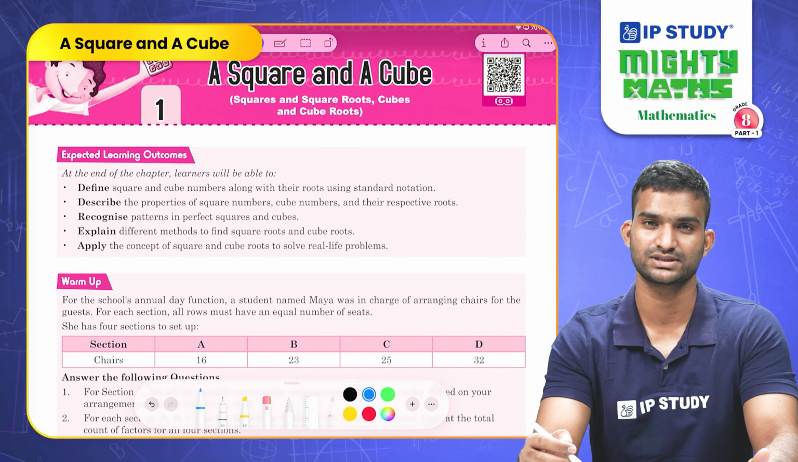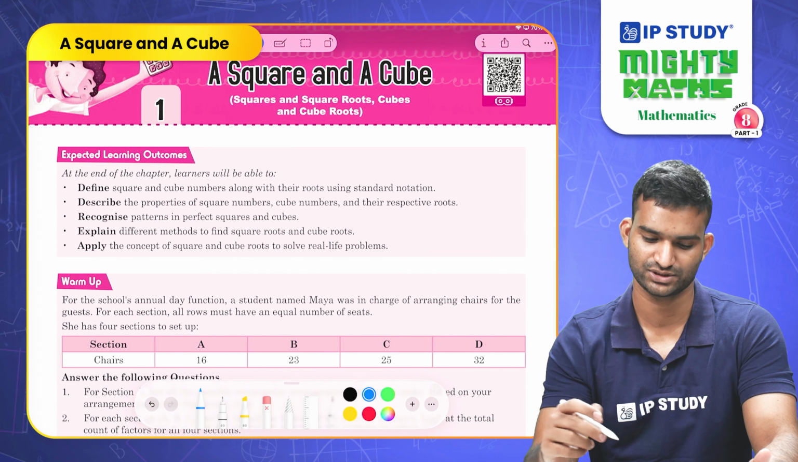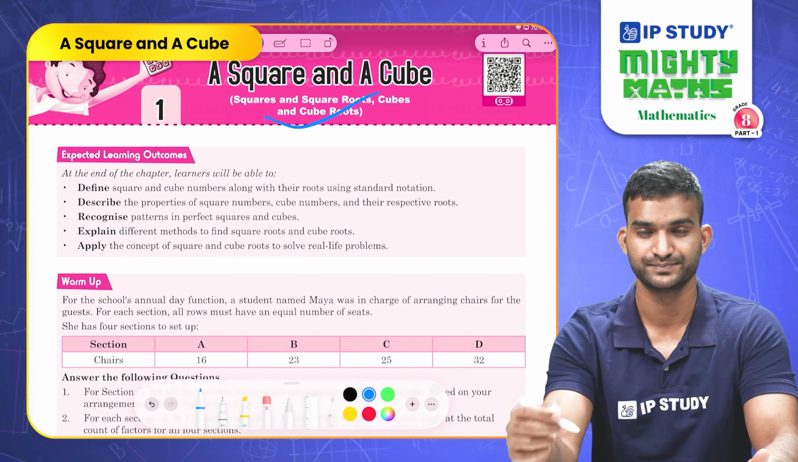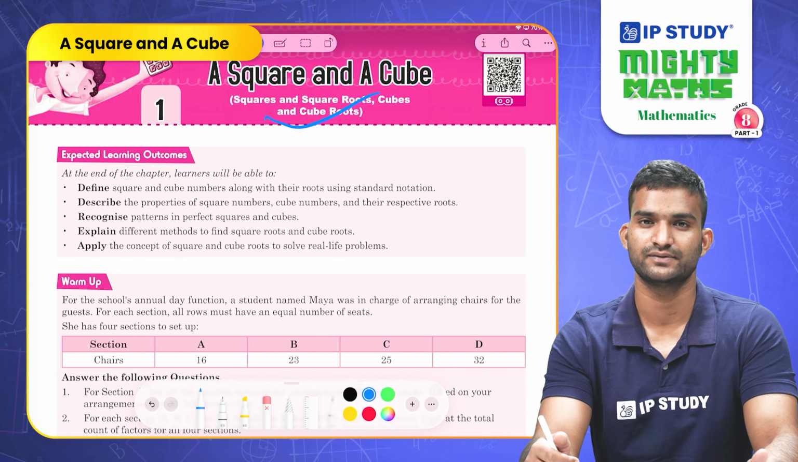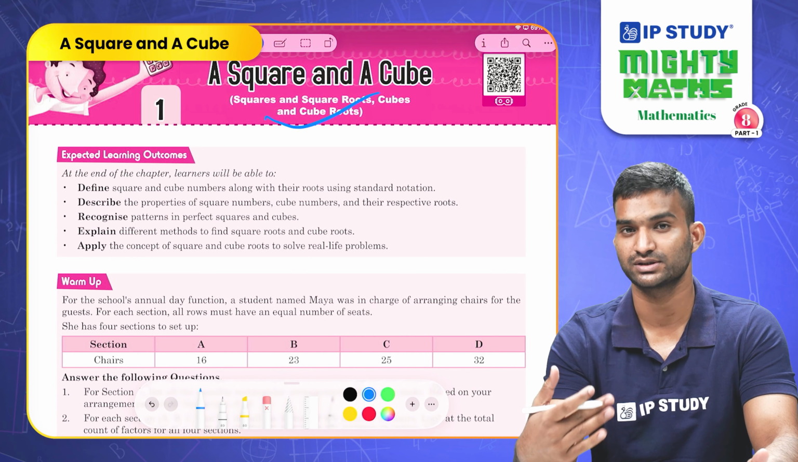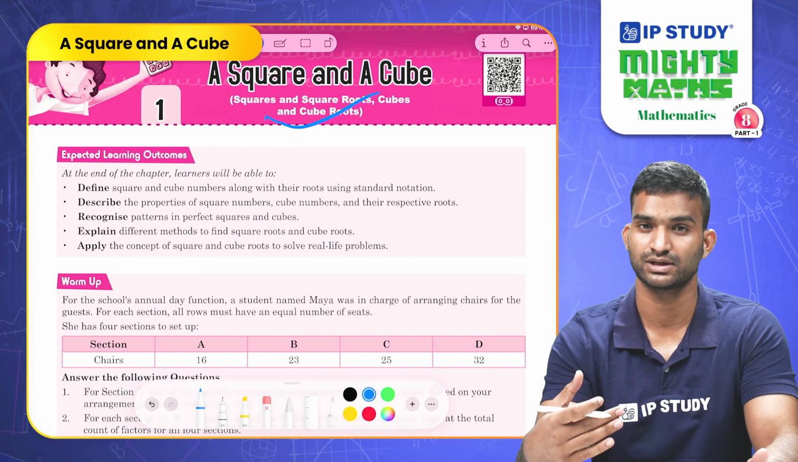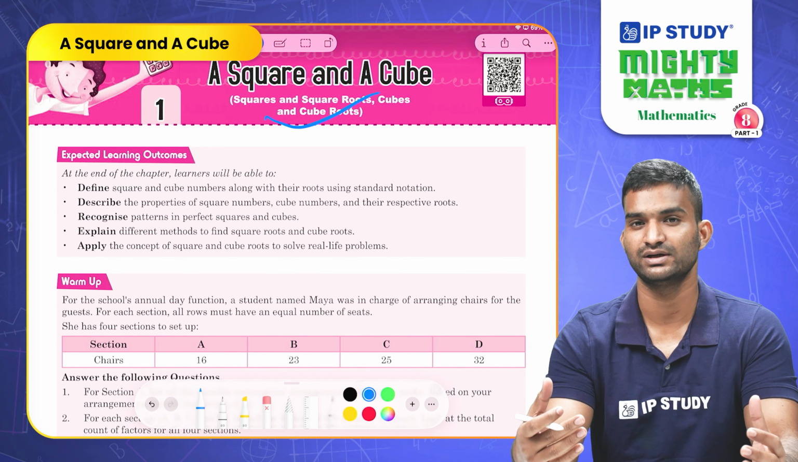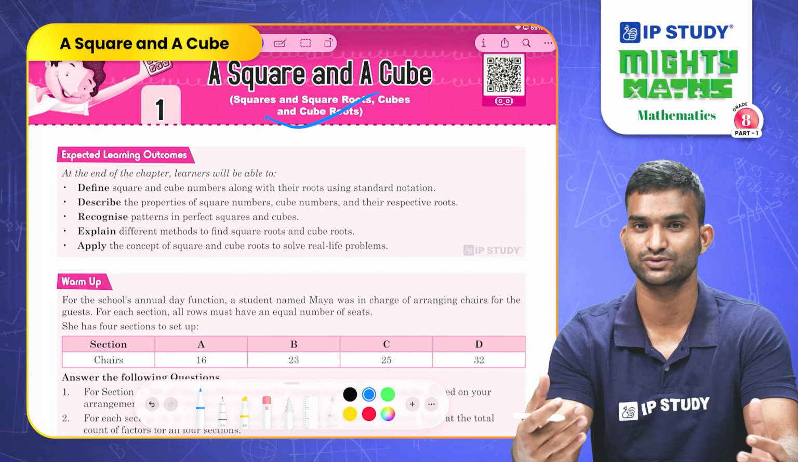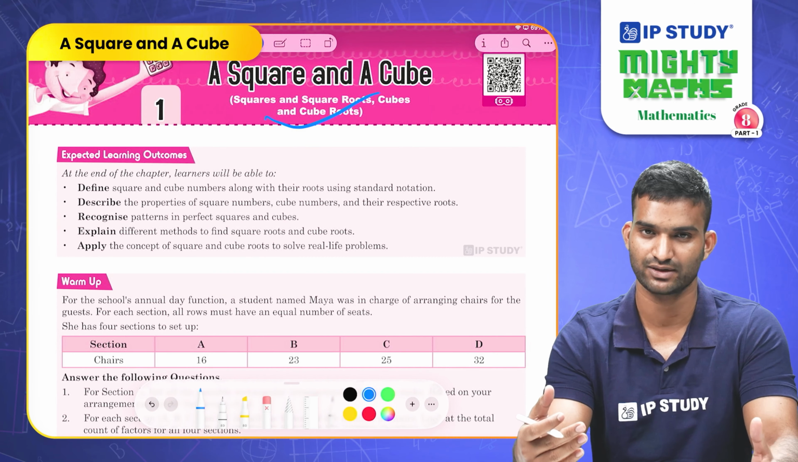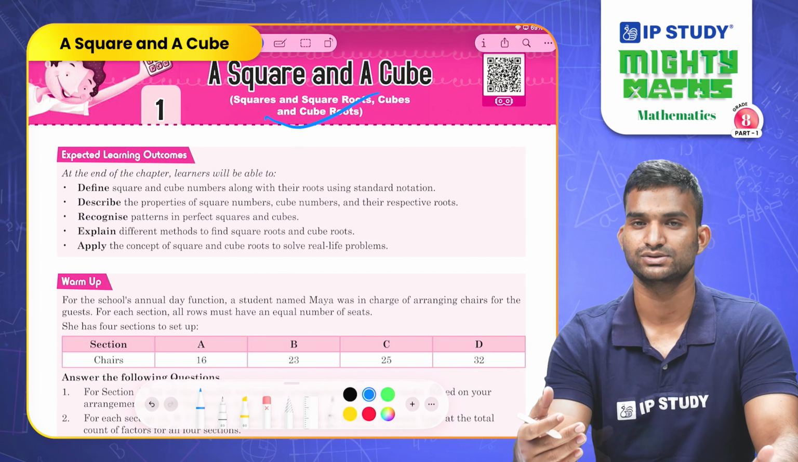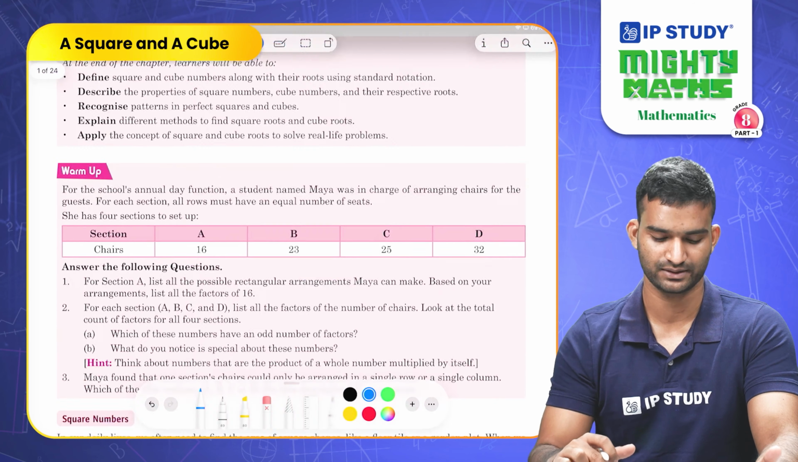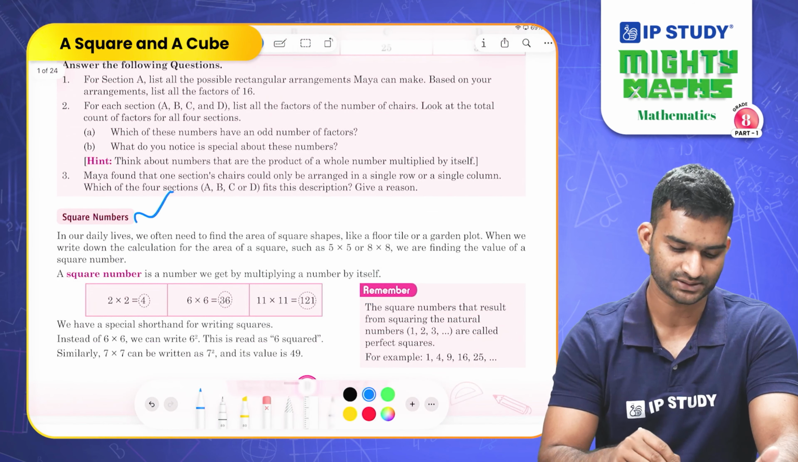Today we are going to study chapter 1 of grade 8, which is Squares and Cubes. In this chapter, we'll be covering what are square numbers, what are cubes, what are square roots, and what are cube roots. And apart from these four, we'll cover different methods to find squares, cubes, square roots, and cube roots. So, moving to our very first topic, which is square numbers.